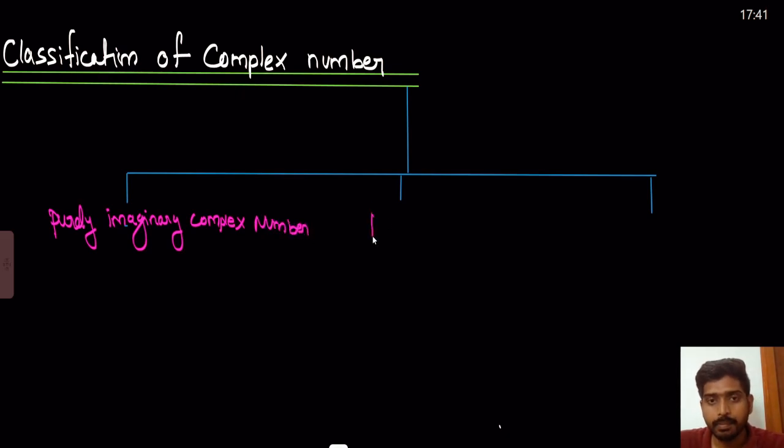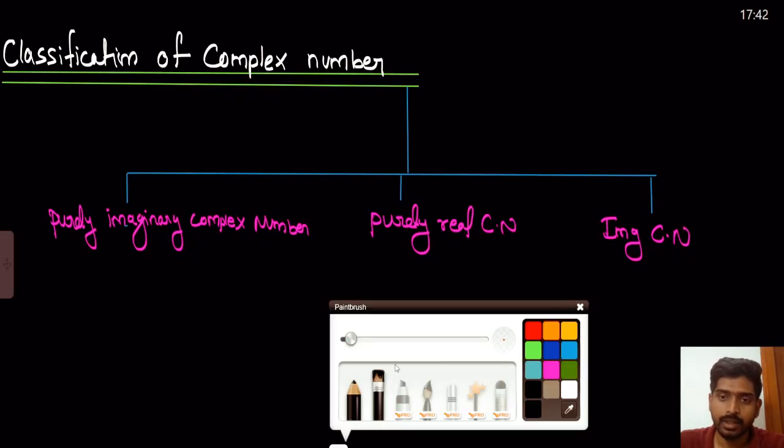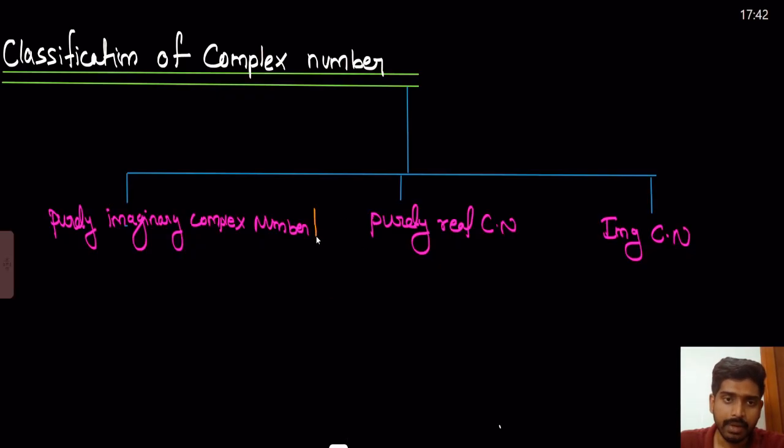Next one is purely real complex number. And the next type is imaginary complex number. What is a purely imaginary complex number? First of all, what is a complex number?